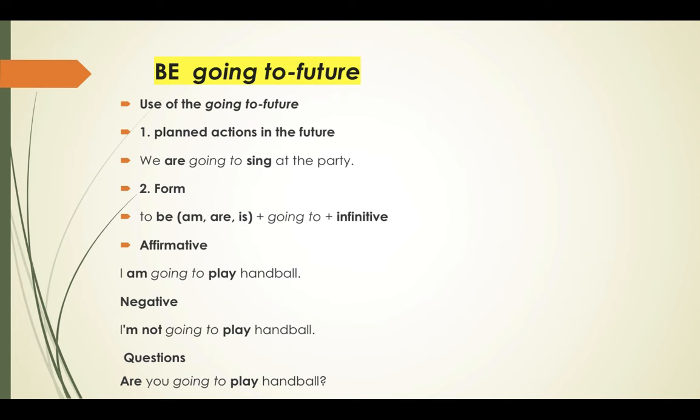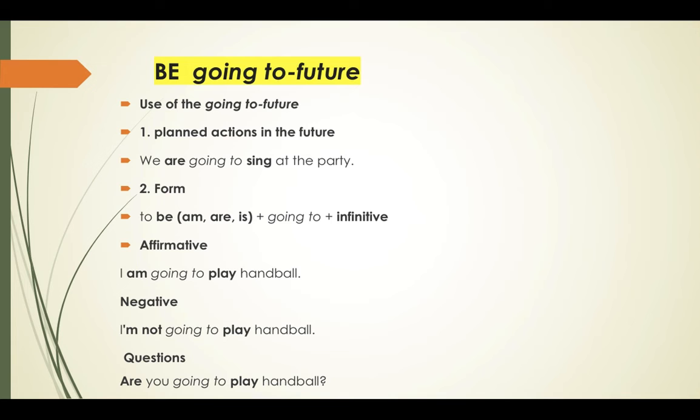We have the be going to future. We already covered this lesson. We use going to in future to talk about planned actions in the future, meaning fixed actions in the future. For example, we are going to sing at the party. We already planned that we're going to sing at the party.